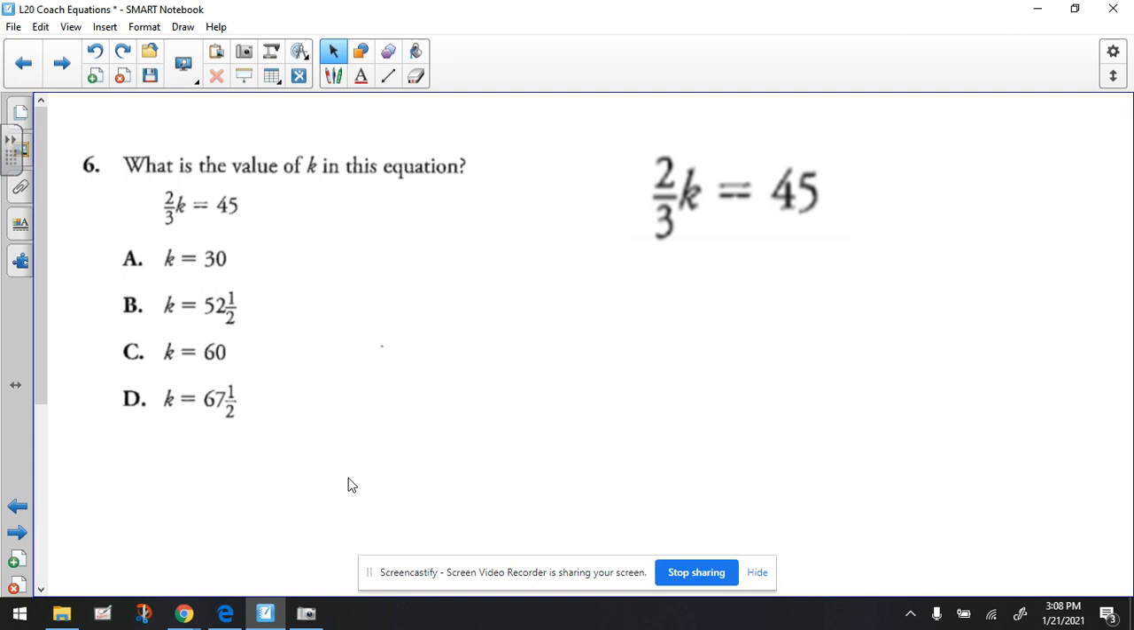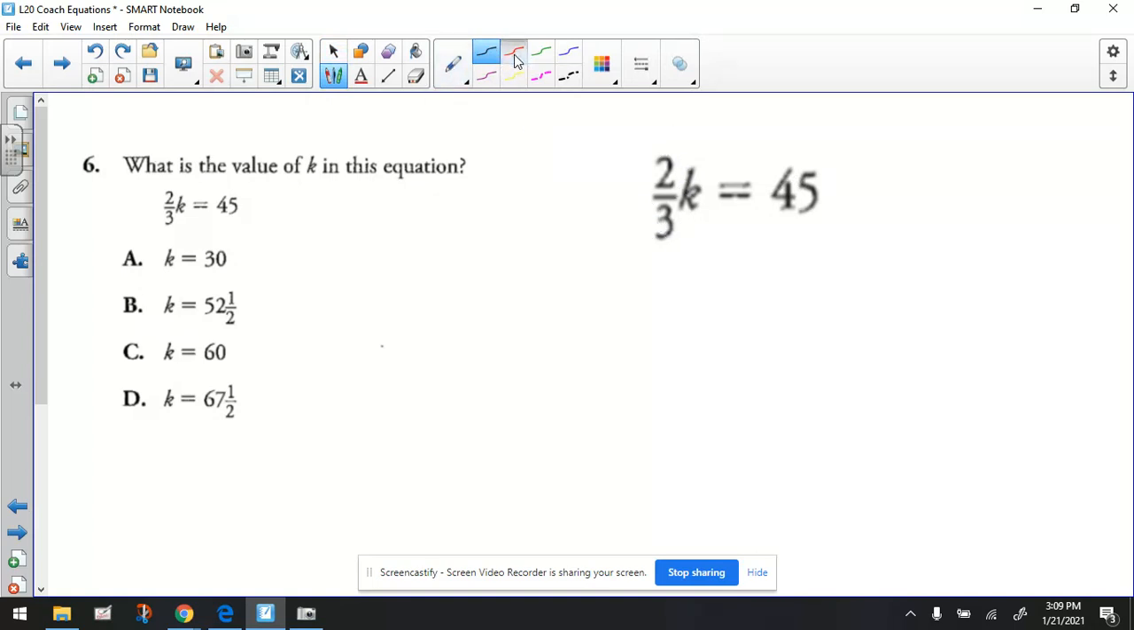We're taking a look at question 6 from L20. It says, what is the value of k in this equation? And they give us the equation. Whenever you have fractions, either as a coefficient or even as the number on the other side of the equation, I think it's a good idea to think of reciprocals.